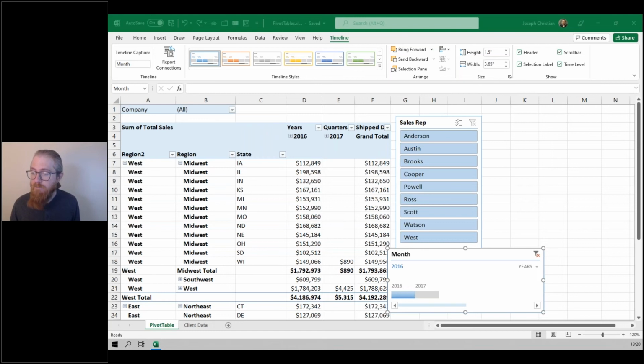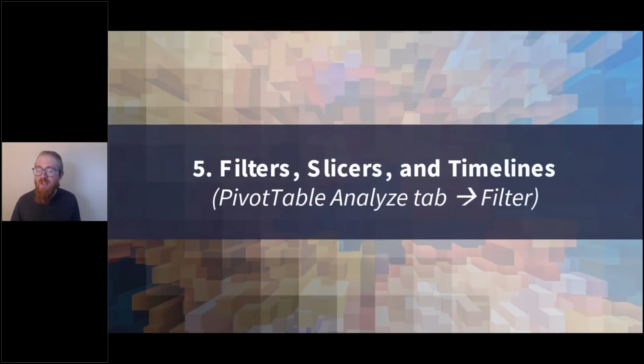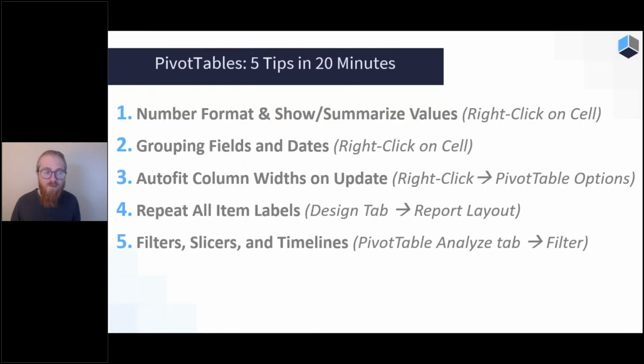All right, so again, those are filters, slicers, and timelines. Pivot table analyze tab and then go over to filter. And that is it for our 5 tips in here today. Hopefully some of those have been helpful for you.